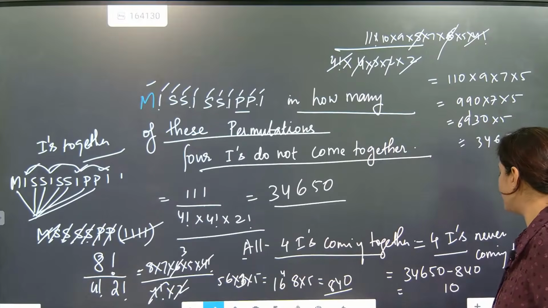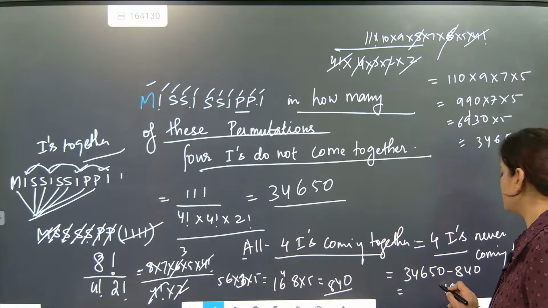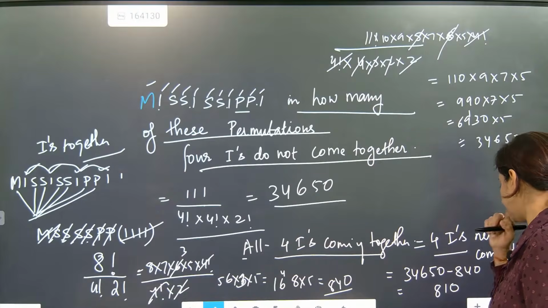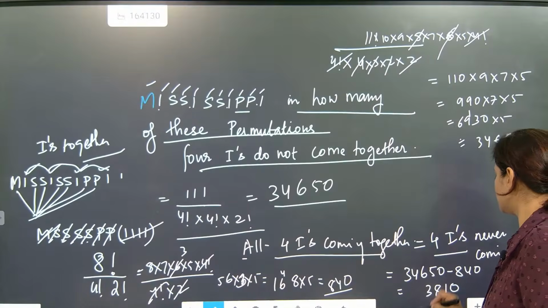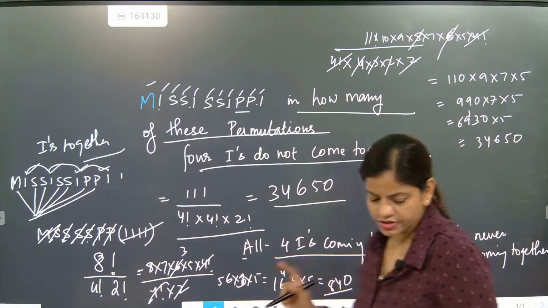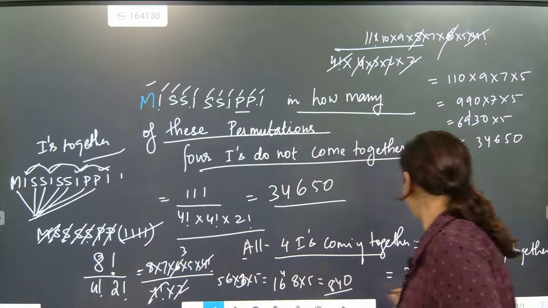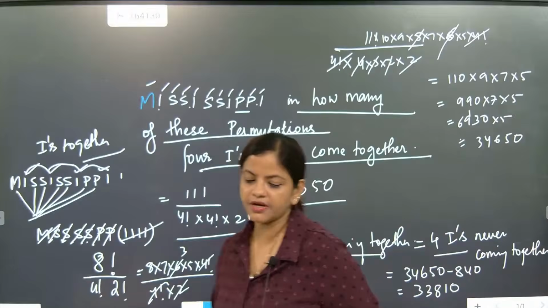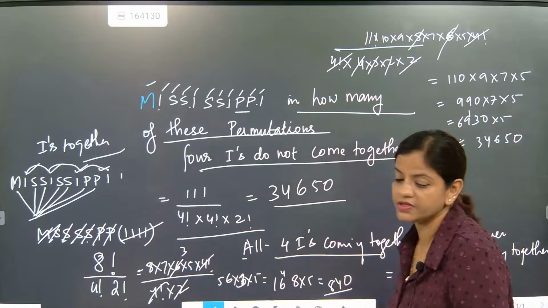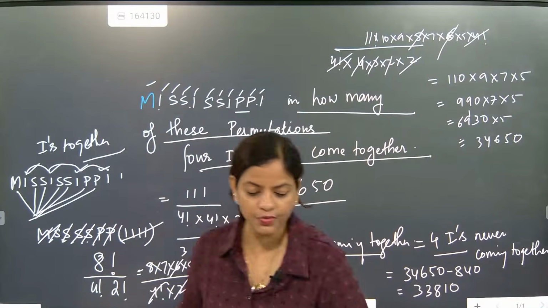So this part will become 0. 5 minus 4 will become 1. 6 minus 1, 6 minus 8 will become what? 8. Is it coming 33810? Yes, 33810. Is it coming with the 33810? So this is exactly the answer, and this is the way we are going to proceed.